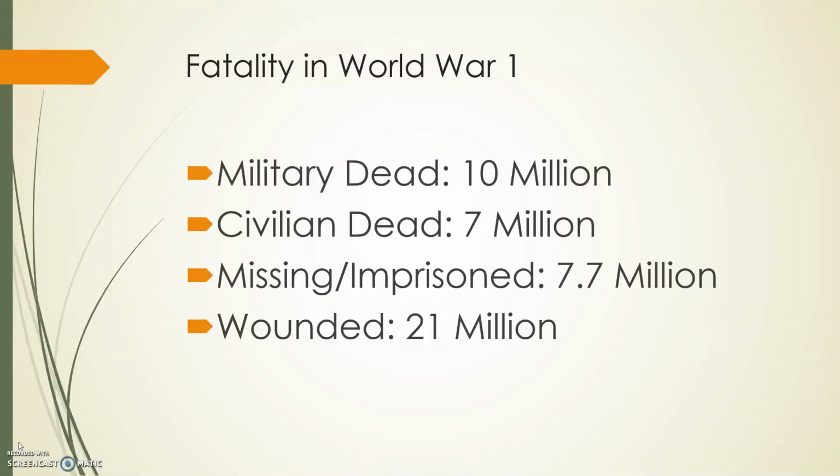Next, we will talk about the fatality in World War I. For military dead, there was an approximation at 10 million. For civilian dead, there was an approximation at 7 million. For missing and imprisoned, there's 7.7 million people that were missing after World War I or imprisoned. And then for wounded, there's a whopping 21 million people wounded. That is just crazy.